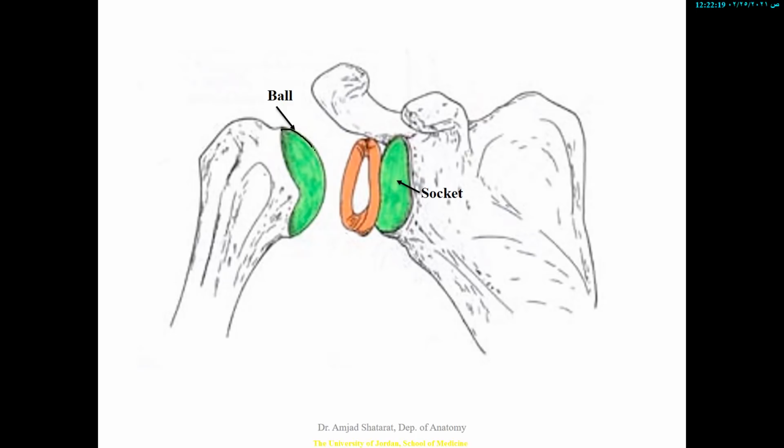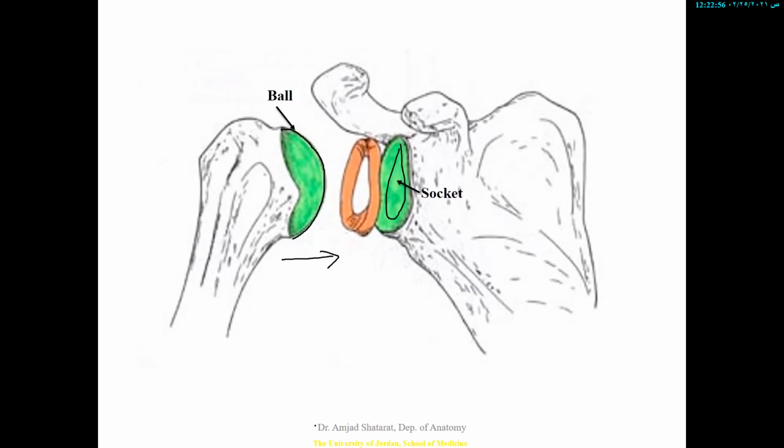You can see the ball here, and you would see the socket here. And I'm assuming now that you know what we shall expect from the shoulder joint: ball and socket, triaxial joint. It means that this joint is acting on 3 axes with 6 movements. It is similar to the hip joint. It flexes, extends, as well as medially and laterally rotates, plus of course adduction and abduction.